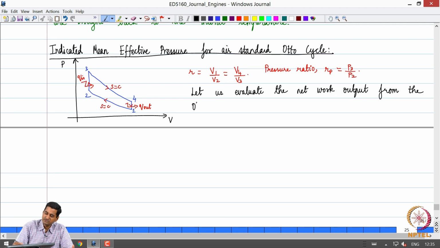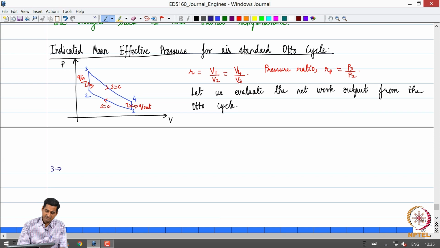So, let us do that exercise. Why are we evaluating the net work output? Because that is the definition of indicated mean effective pressure, right. It is nothing but the net work output per unit cycle divided by the displacement volume. So, we can immediately see that the net work output has two components.